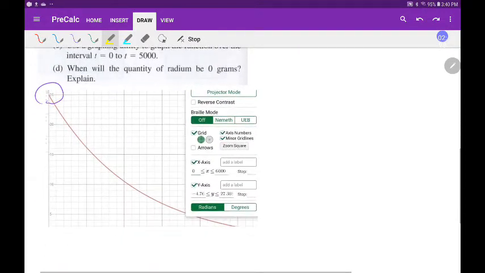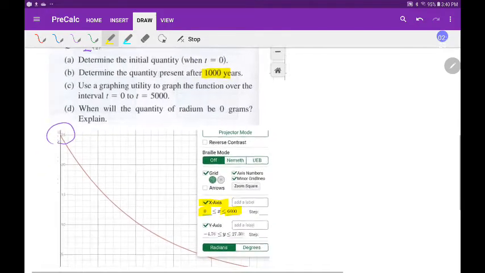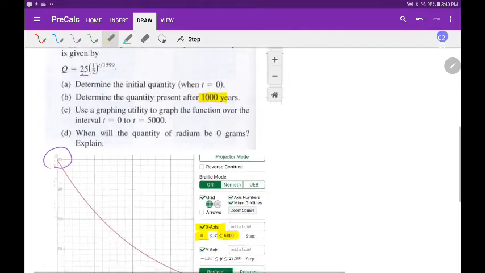And when you click on the wrench, you get these options. And I go down to the x-axis and I choose 0 to, in my case, I said 6,000, because I want to see past the 5,000 point. And then it looks like an exponential function.